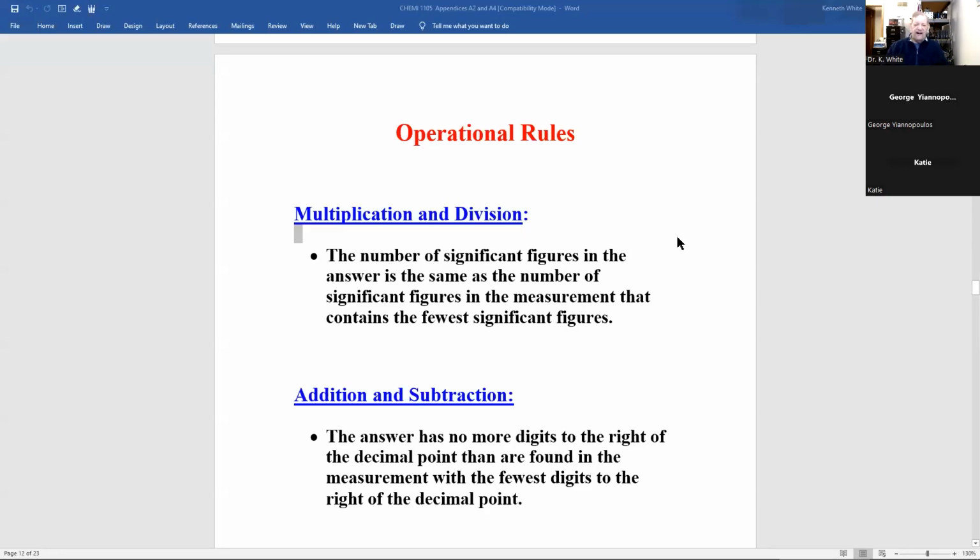Now, yesterday I was talking about operational rules for numbers that are significant figures. You use significant figures. And for multiplication and division, the number of significant figures in the answer is the same as the number of significant figures in the measurement, meaning the number you're using, that contains the fewest significant figures. So what does this mean? Well, let's take a look.